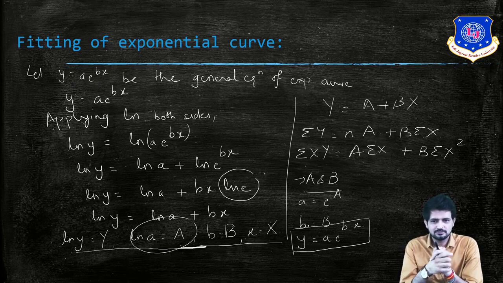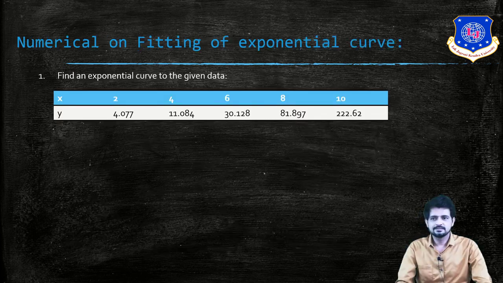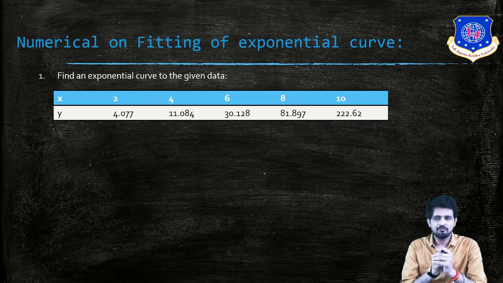So this was about the theory of fitting of exponential curve. Let us solve a numerical on the basis of this. See, this is the given numerical. The values of x are given as 2, 4, 6, 8, 10, and the values of y are also given.